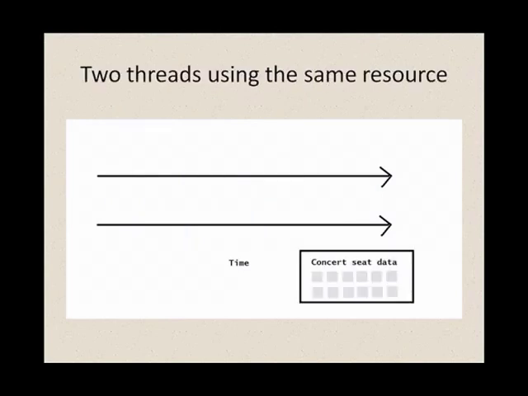Sometimes problems arise if you have two threads that need to use the same resource. For example, if there's only one printer and both threads need to print, one will have to wait for the other. Or perhaps both threads are accessing the same database.